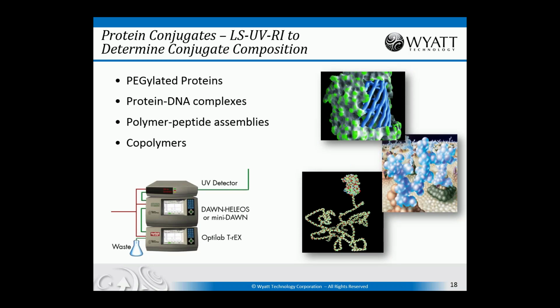So the UV detector will give us the concentration of the protein. The T-Rex, which is the refractive index detector, gives us the concentration of both protein and PEG. So between the two of these, we can determine independently the concentration of protein and of the modifier. And finally, by combining the information from light scattering, we can determine the molecular weight of the core protein as well as the molecular weight of the modifier, and get those independently. This is really important for these complexes for which there really are no reference molecules that can be used to calibrate an SEC column.